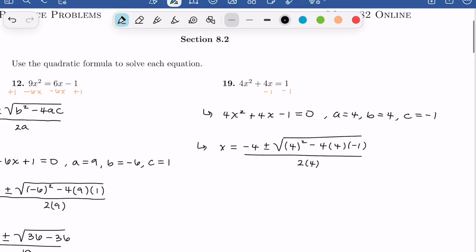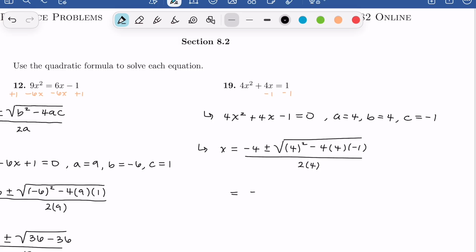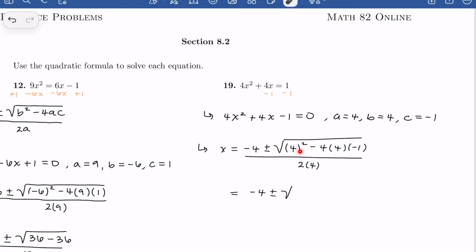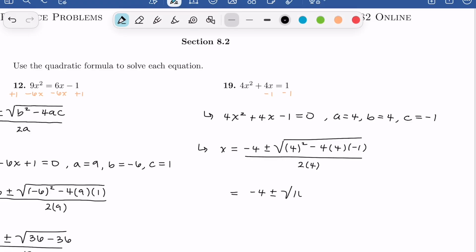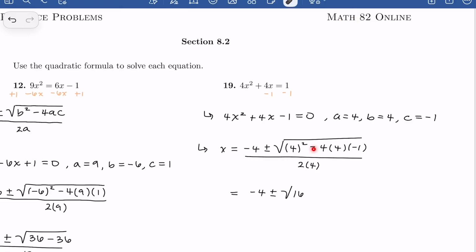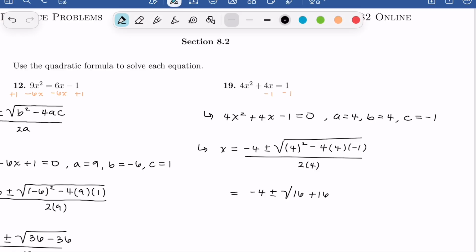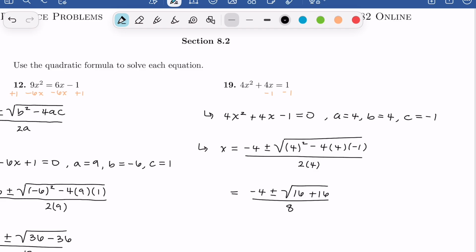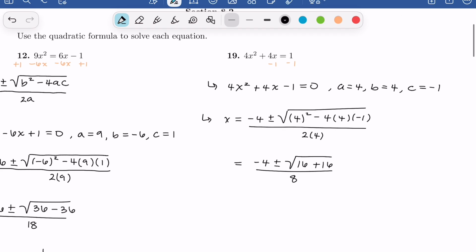All right, so let's do what we did in the last case. Let's just keep simplifying this. Underneath our radical here, we're going to end up with 16 for our first term. Then we're going to have 16 minus a negative 16. So this is going to end up being 16 plus 16 underneath our square root. And then we're going to have 8 in our denominator.